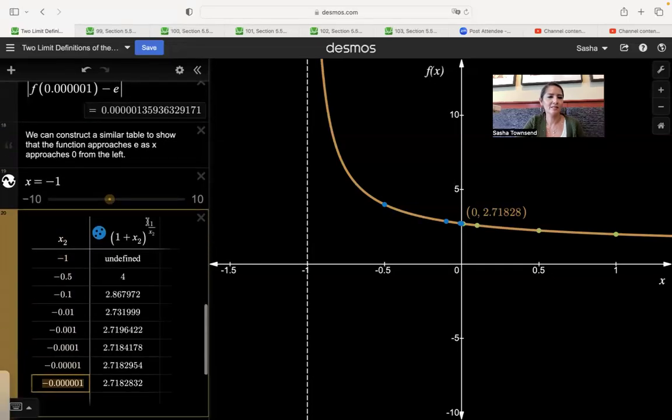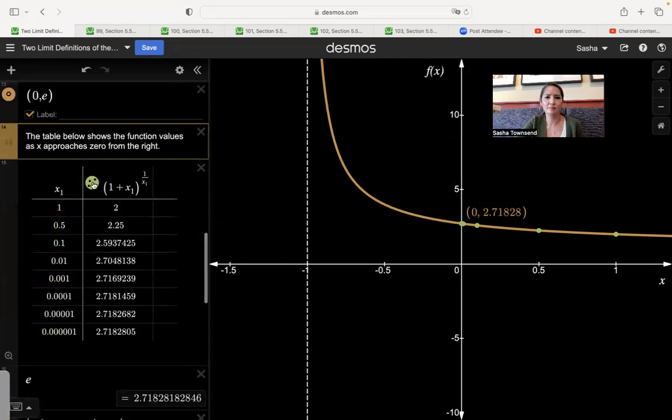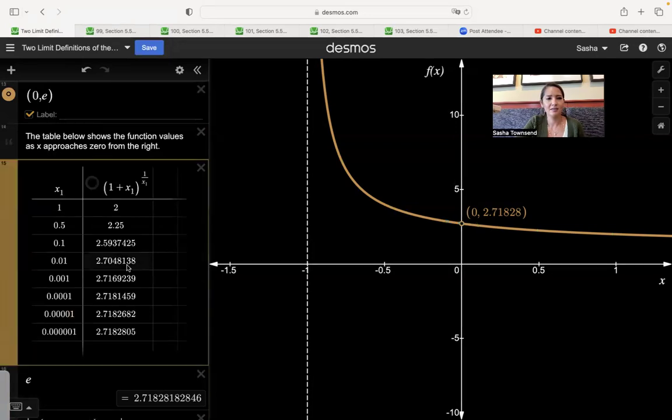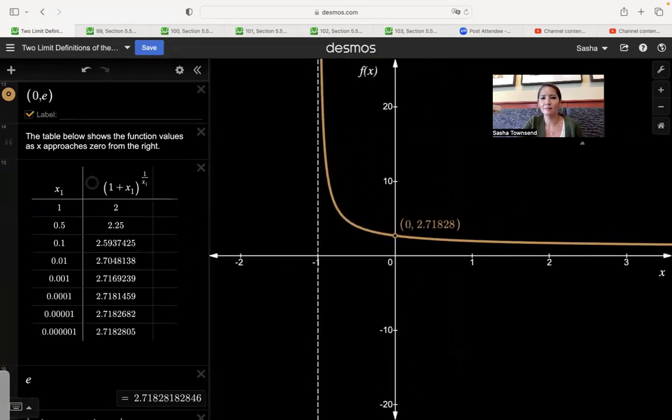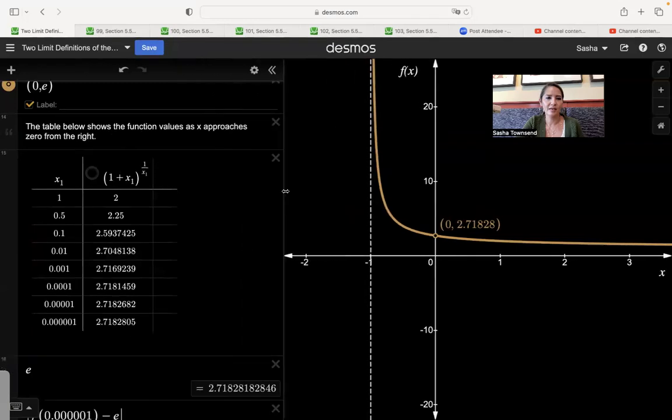Now, if we don't plot these points, but instead we just plot that open circle at (0, e), we can see that as x approaches 0 from the left and the right, the y values on the graph are approaching e. And this is what the graph looks like. It has that asymptote at x equals -1. So this function is actually very closely related to that other function. We said this is f of x.